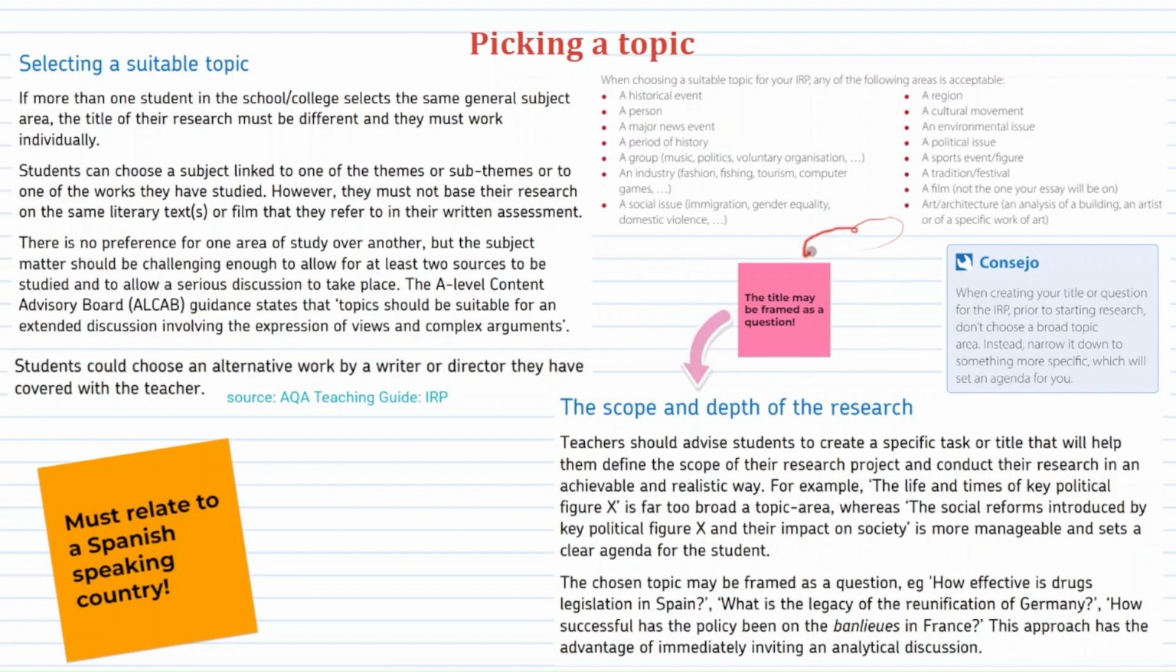It may also be advantageous to make your title a question. The topic itself can be anything from a historical event like a war, a person, a period of time in history, a certain group like a band, a cultural movement, etc. It is also advised to pick a narrow topic rather than a broad one.